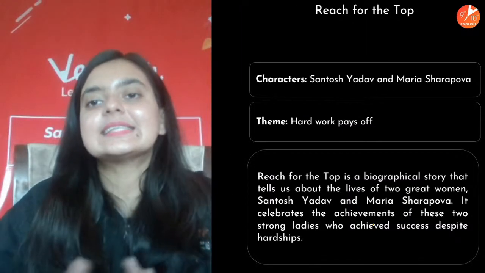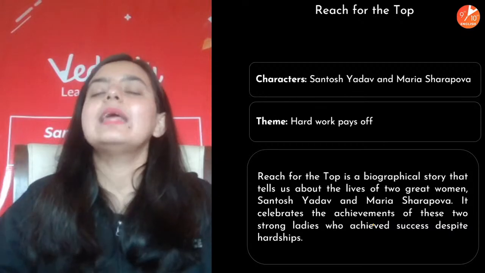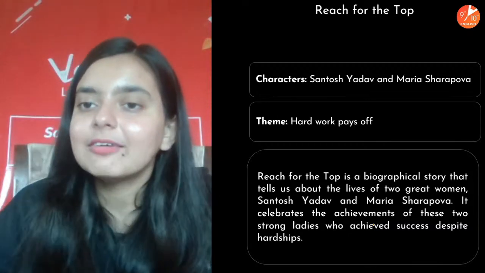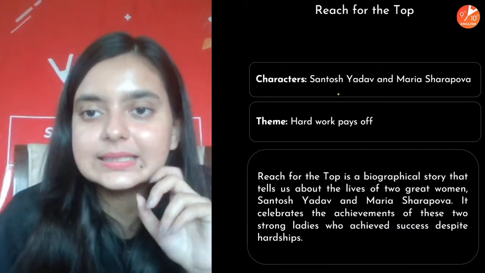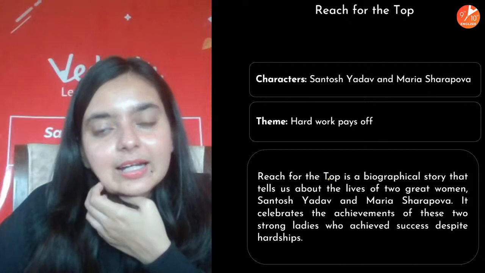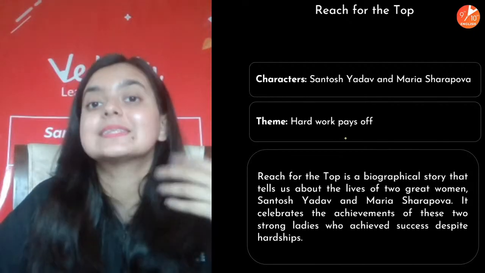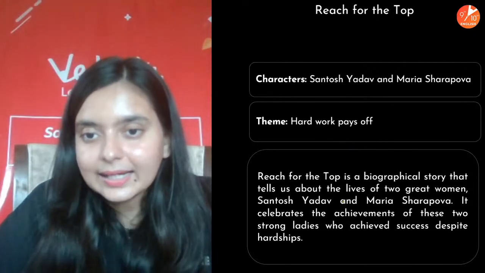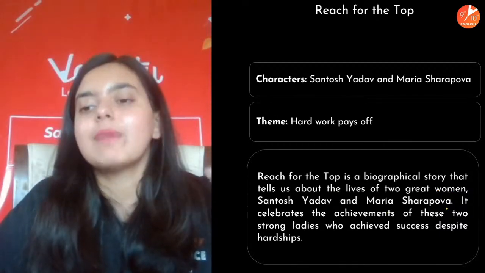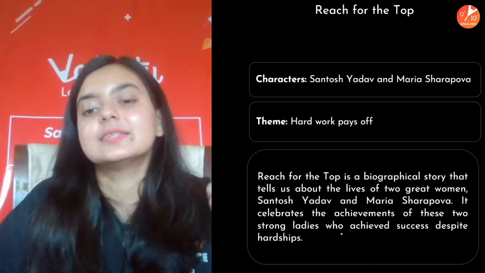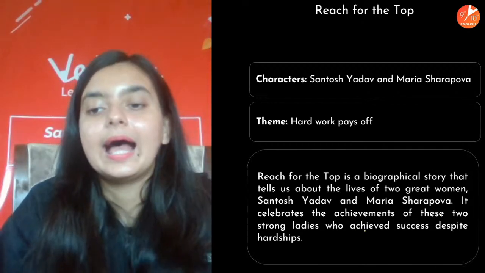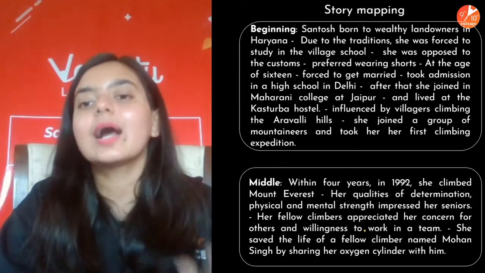Okay, so next is Reach for the Top, a very motivational chapter. Okay, where we have Santosh Yadav, and there are two parts to this, Santosh Yadav and Maria Sharapova, right? So this definitely talks about hard work, persistence, consistency, right? So this is a biographical story that talks about two great women, Santosh and Maria Sharapova, and it celebrates the achievements of these two ladies who achieved despite hardships, the struggles that they faced.